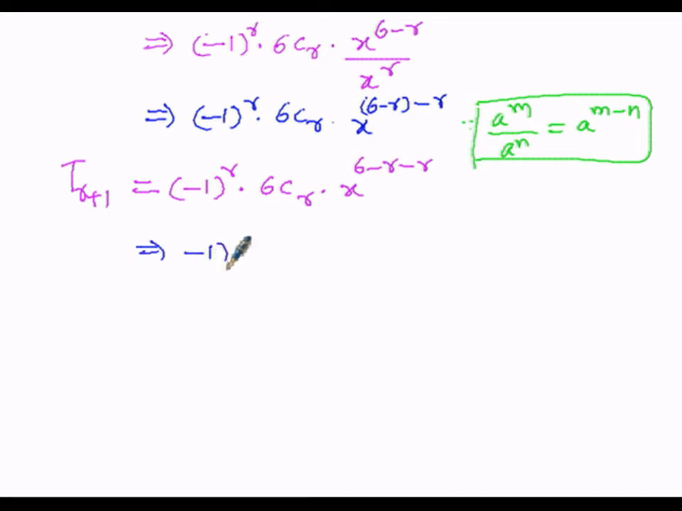Minus 1 whole to the power of r into 6Cr into x to the power of. So here 6 is a constant, I want to write as it is. Now simplifying minus r and minus r, which are the like terms. So here minus 1r and minus 1r. The coefficient will be 1 and here the coefficient will be 1. So minus of minus will be plus. Let us add up. 1 plus 1 is 2, that is 2r.